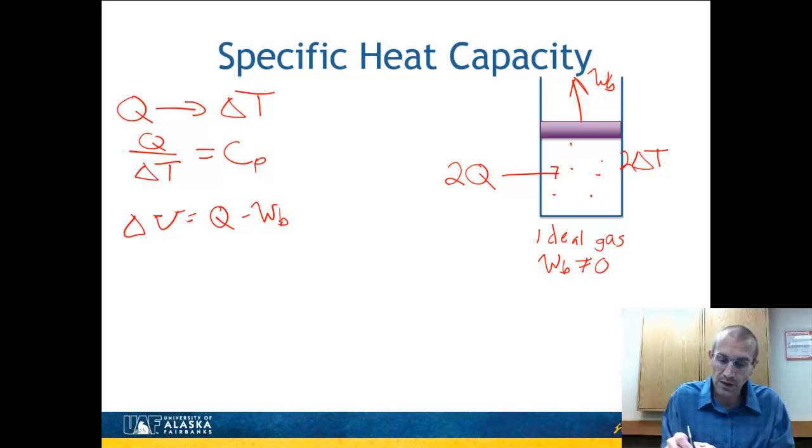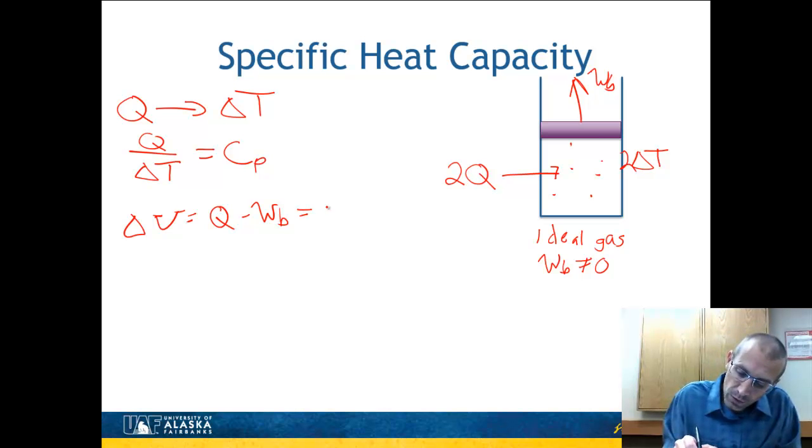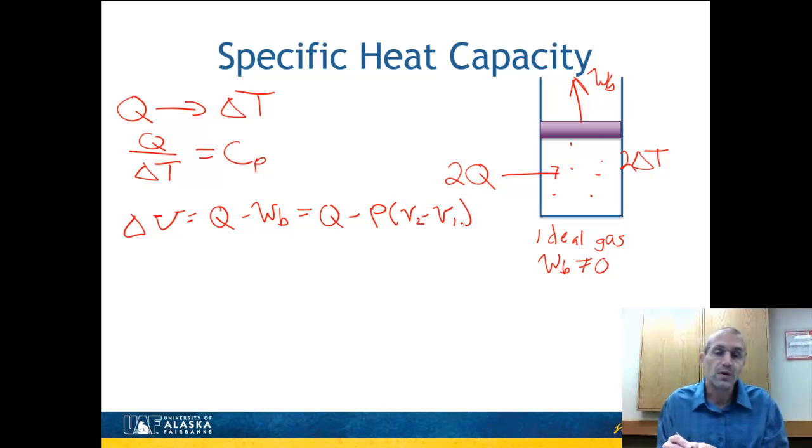Now, in this case, if it's constant pressure, that boundary work you can rewrite as Q minus P(V2 minus V1). And that's equal to delta U, or we could write this as U2 minus U1.